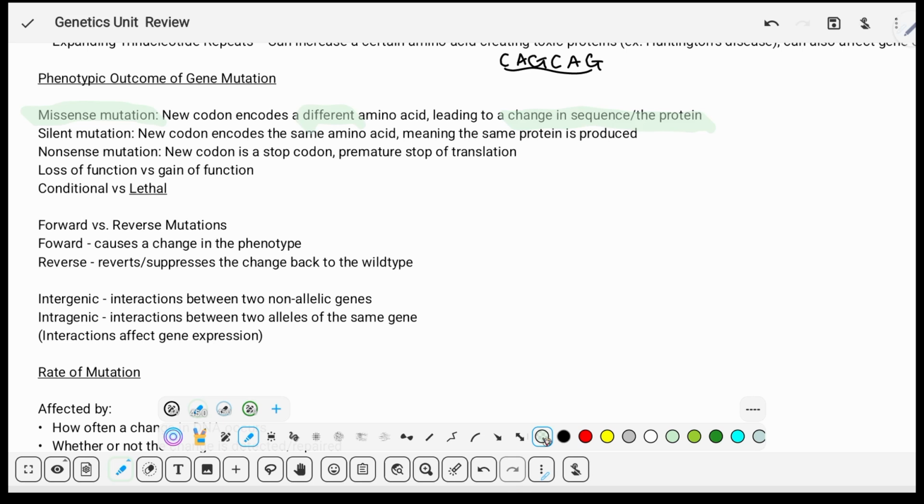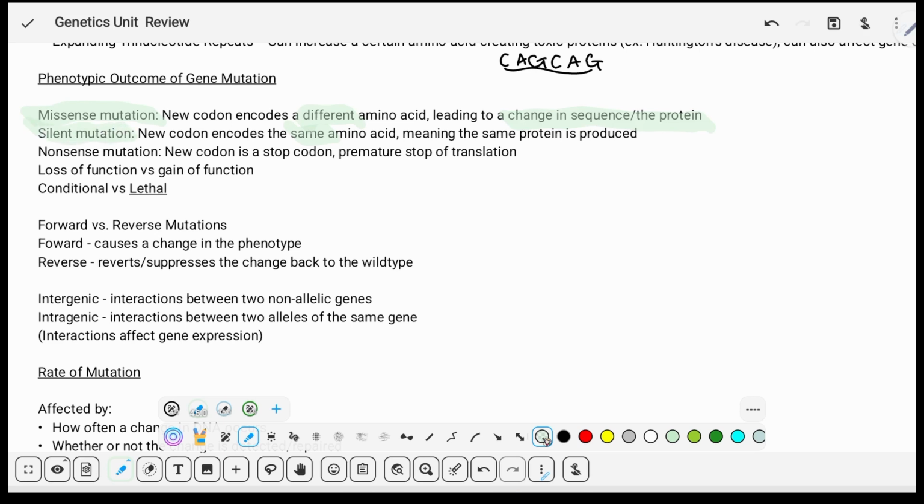We have a silent mutation where a new codon encodes the same amino acid, meaning the same protein is produced. These are harmless. This is why we have so much redundancy in the translation code. It's to help build in a little bit of buffer, which is in the silent mutations.